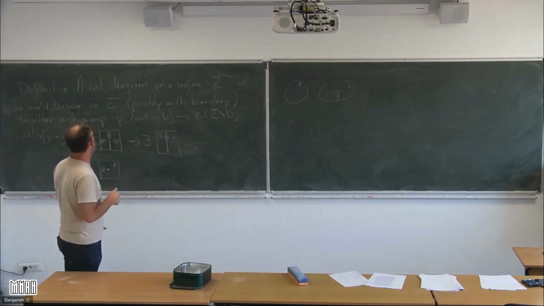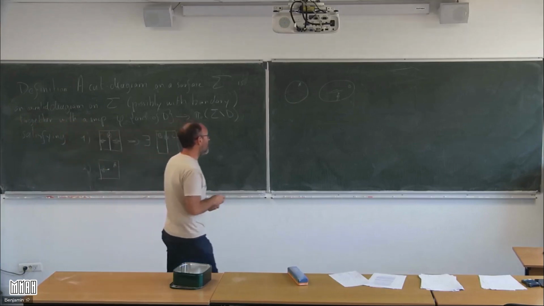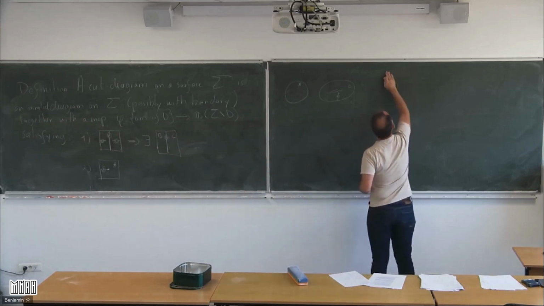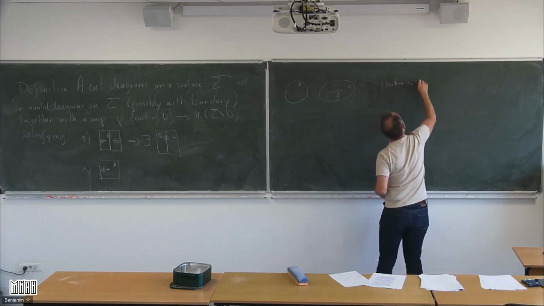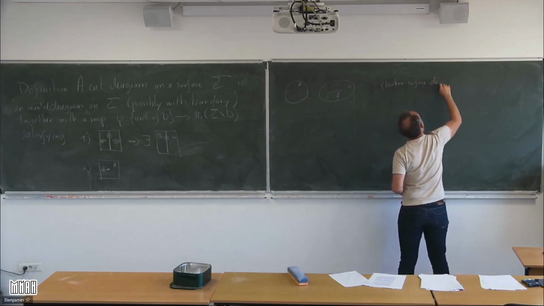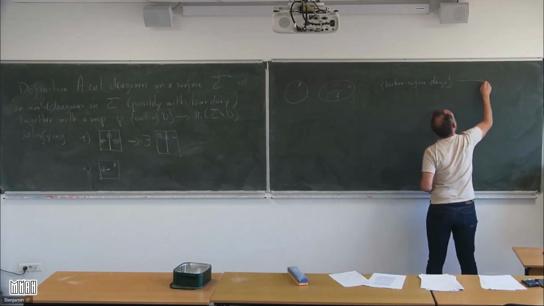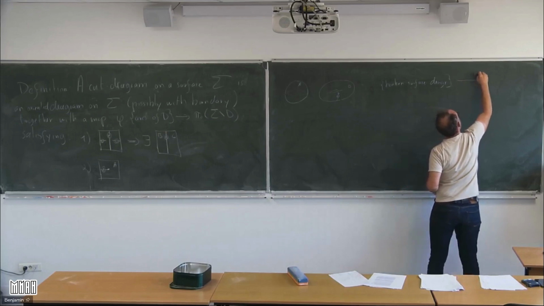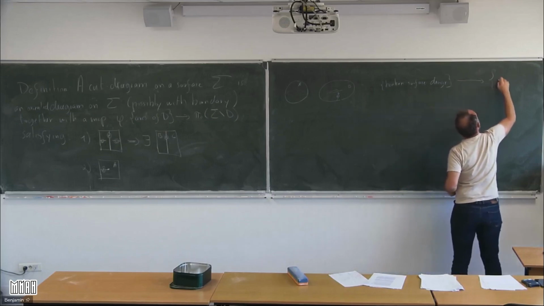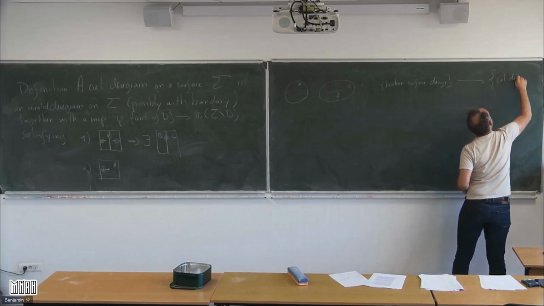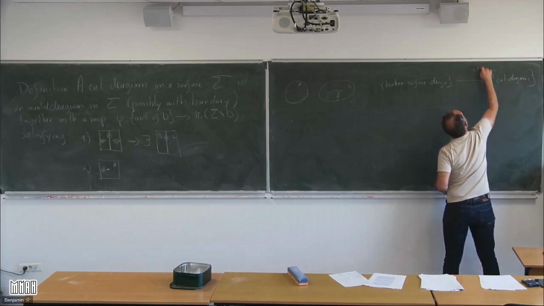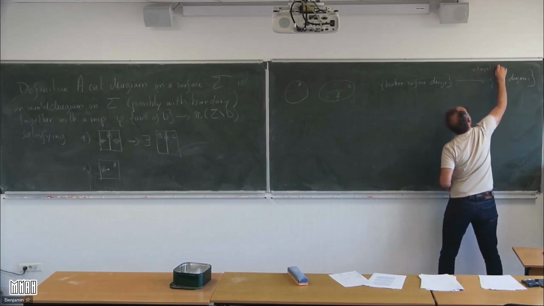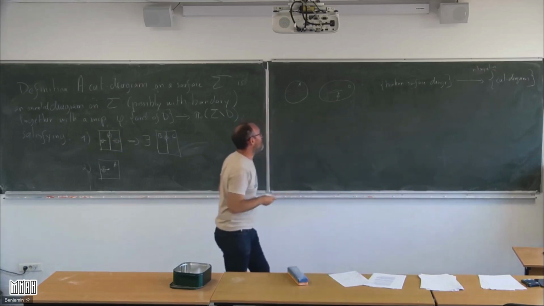Okay, so this is the first thing. So maybe I can write like this. So we have a map to the set of cut diagrams. And this map is not surjective. Okay?